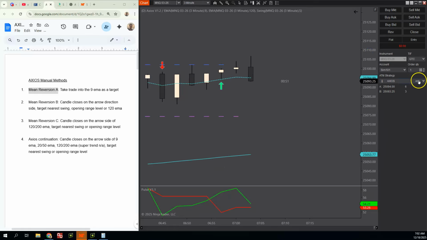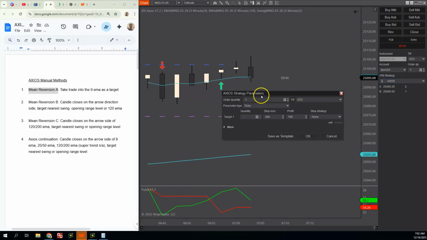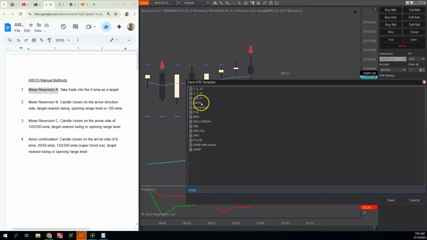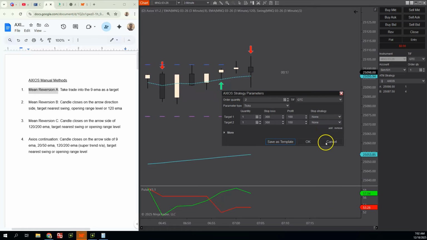And then here's how I set my ATM up for the Axios manual trades. I'll come in here and go edit. I like to trade with 2 contracts, add 1 and 1. My stop loss, just like the automation, is 300 ticks always. Most of the time, you're going to get out on the opposite signal, so you're not going to need to take a 300 tick stop loss. So we'll make the first target 100 ticks, make the second target 150, save as template, save it as Axios, or whatever.